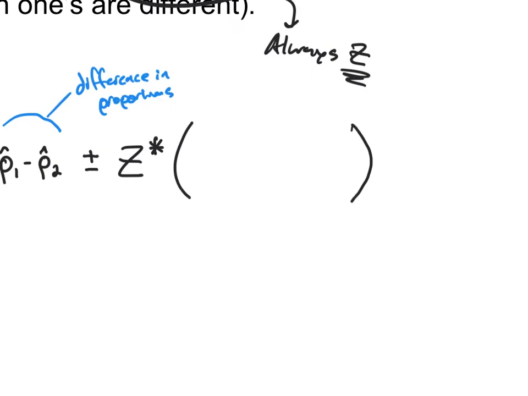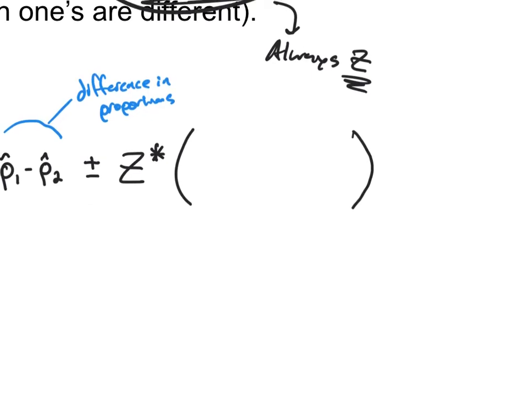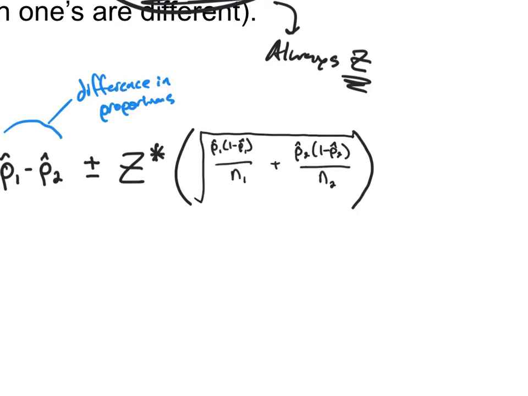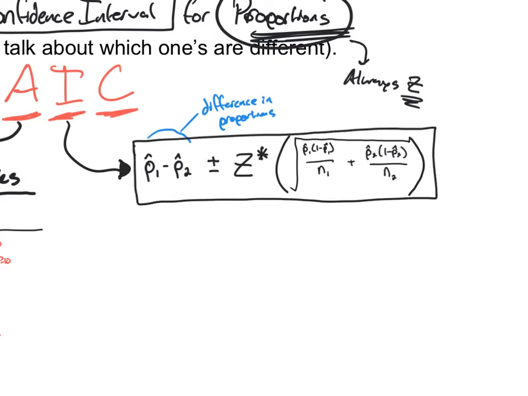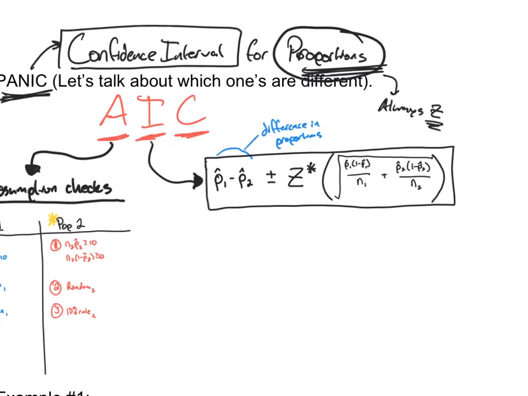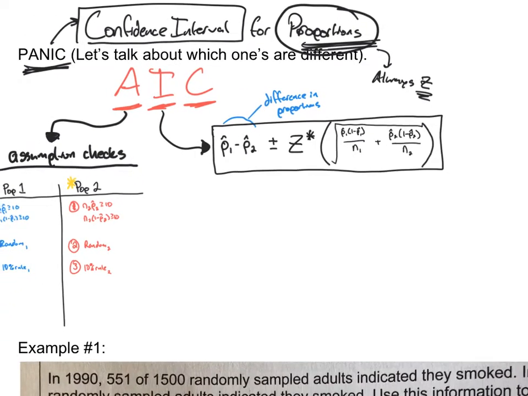So we're literally going to put that formula together. So that is what our standard deviation, boy, that looks complex, doesn't it? So we're going to go the square root of, you ready? P hat 1, 1 minus P hat 1 over N1 plus P hat 2, 1 minus P hat 2 over N2, right? So there it is. There is your formula for the confidence interval for the difference in proportions.